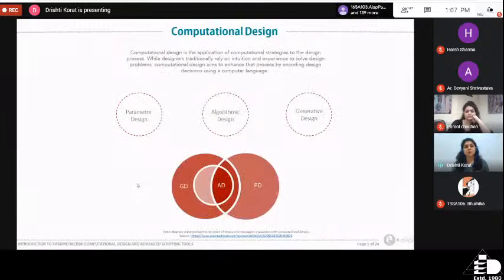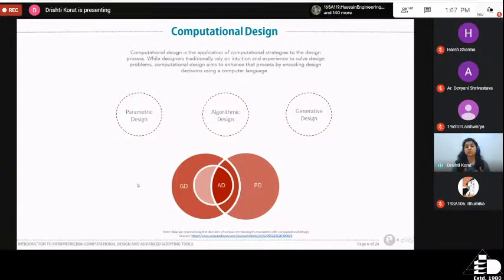So computational design is a larger umbrella, or a larger field, under which we have various subdivisions of parametric design, algorithmic design, or generative design. Computational design in itself essentially means to use the technology of software engineering, or to apply the computational power of a system or a processor, and use that to inform a design or a design process.